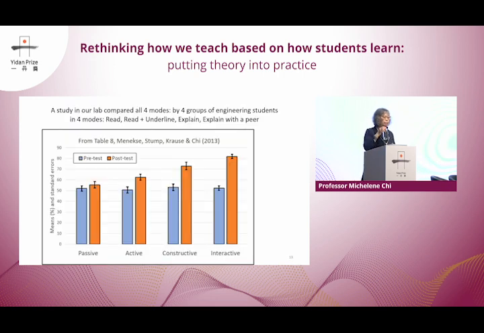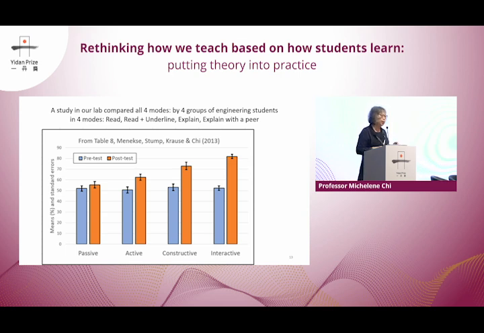Most studies I said in the laboratory were done comparing two conditions. We ran a study, my student's PhD thesis, where we compared all four conditions. We ran four groups of college engineering students in four conditions. In the passive condition, they just read the text about a concept in engineering. In the active mode, they read and underline. In the constructive mode, they explain a graph that has no text. And in the fourth condition, interactive, they explain the same graph with a colleague, with a peer, sorry.